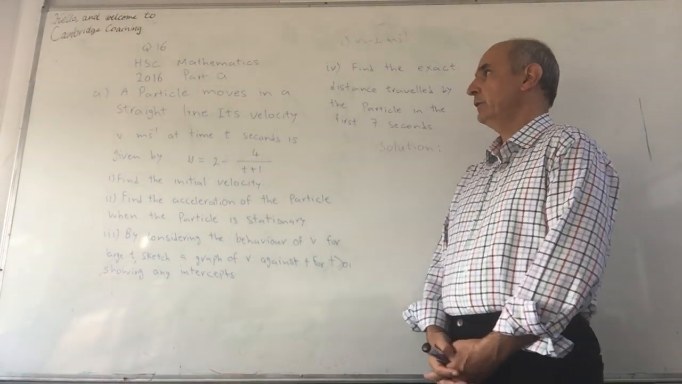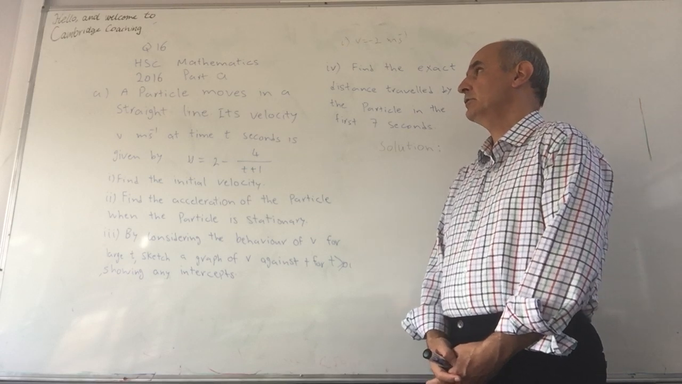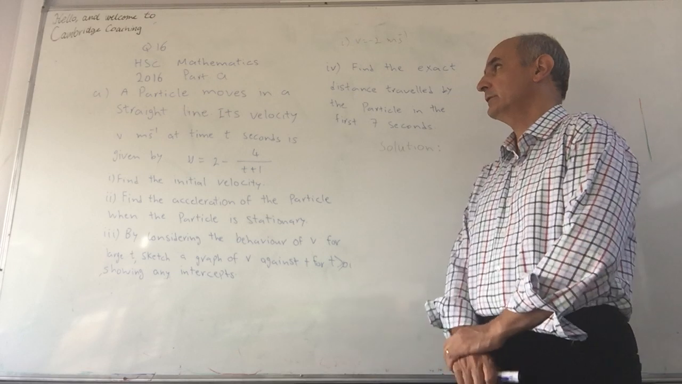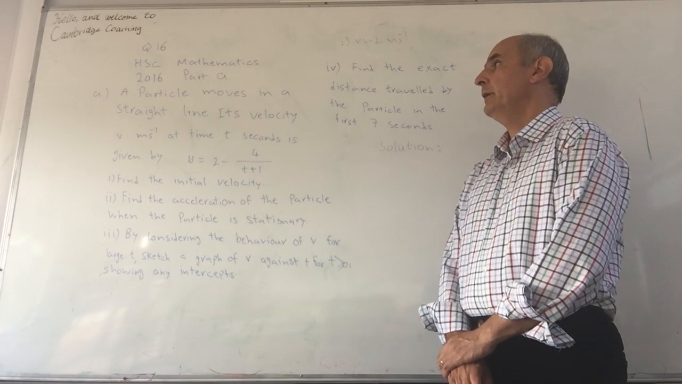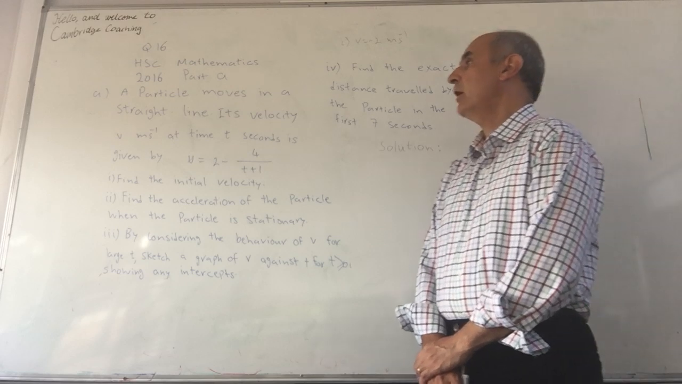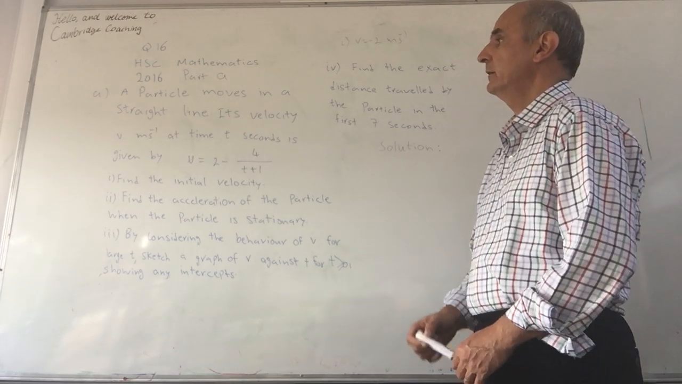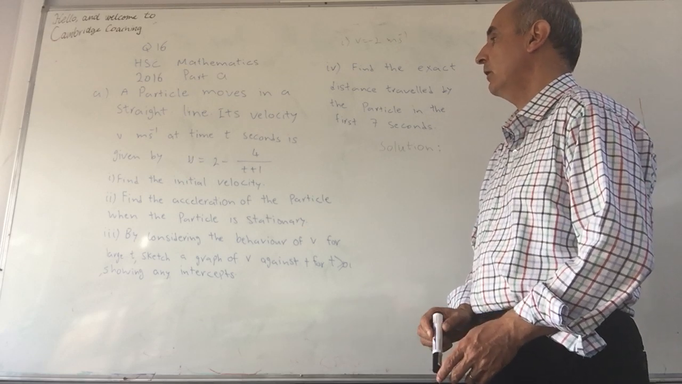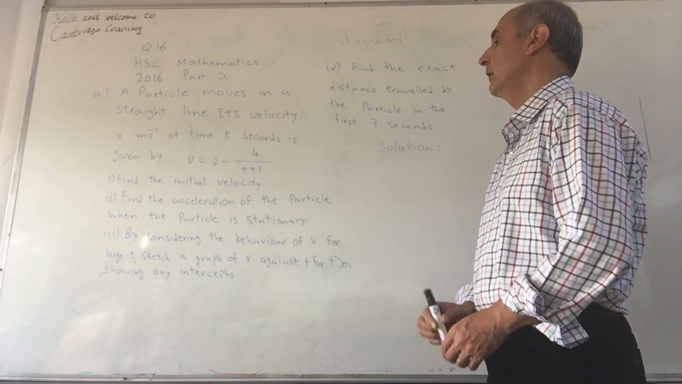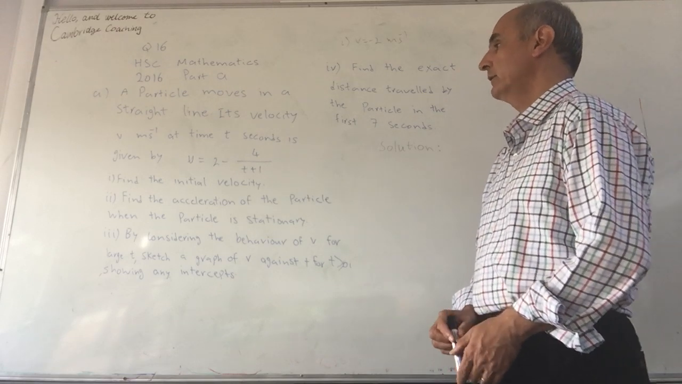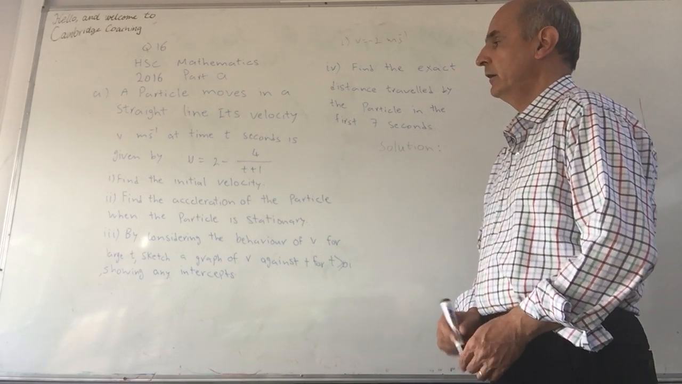Hi there, today we are looking at question 16 of HSC Mathematics 2016, paper part A. A particle moves in a straight line, its velocity v meters per second at time t seconds is given by v is equal to 2 minus 4 over t plus 1.